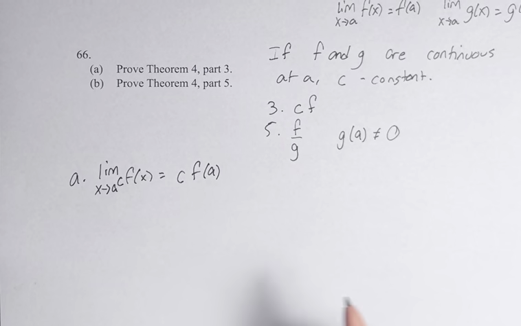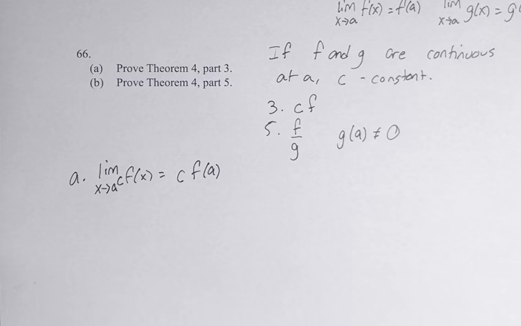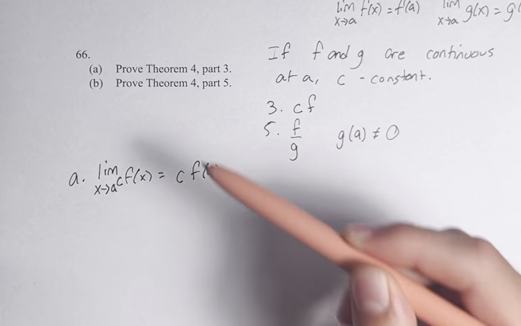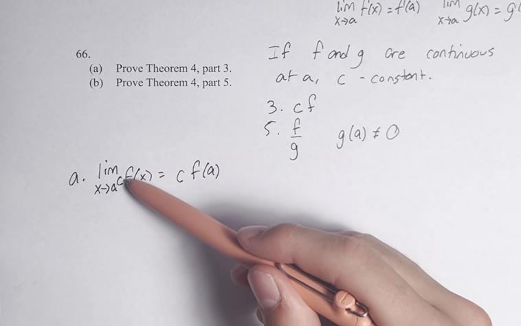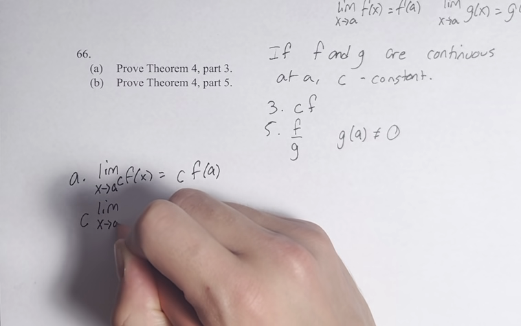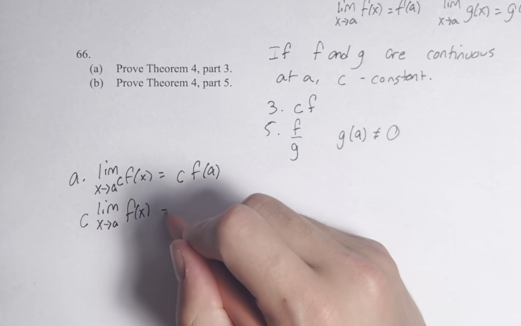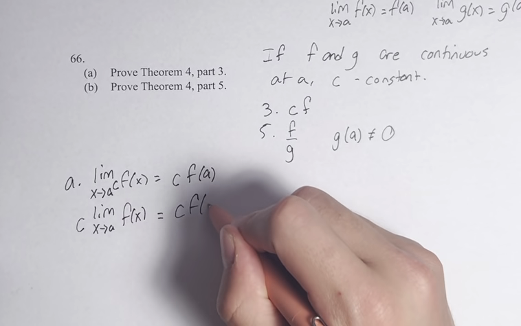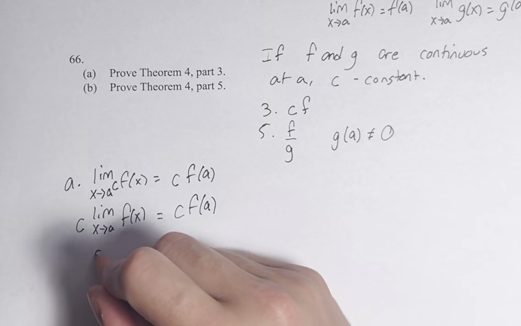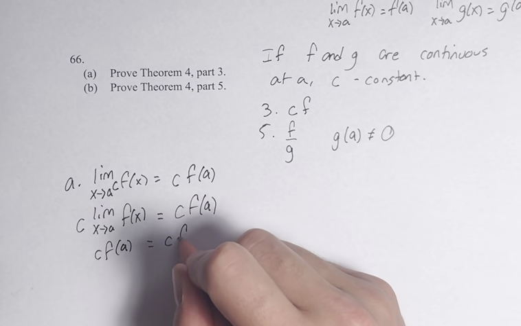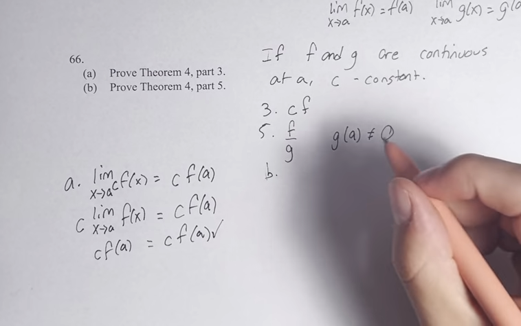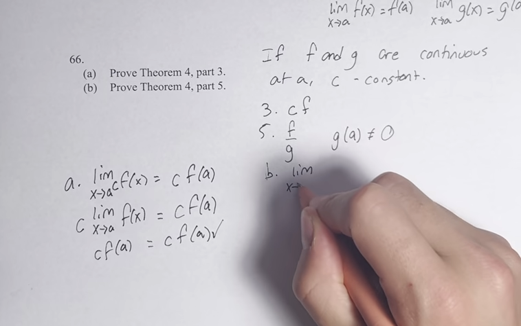So using it for this one, we can now use the limit laws. We have the limit as x approaches a of c times f of x. If we have a constant within a limit, we can pull it out of the limit. So this becomes c times the limit as x approaches a of f of x. This needs to be equal to cf of a. We know that the limit as x approaches a of f of x is equal to f of a, so we can simply plug it in and get cf of a is equal to cf of a, and therefore we have proven this statement.